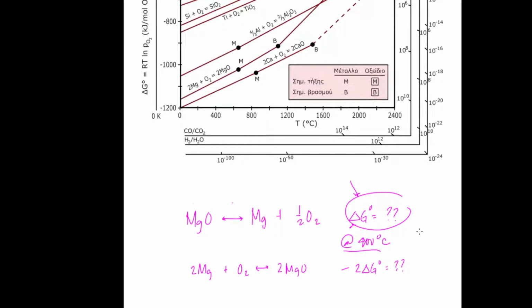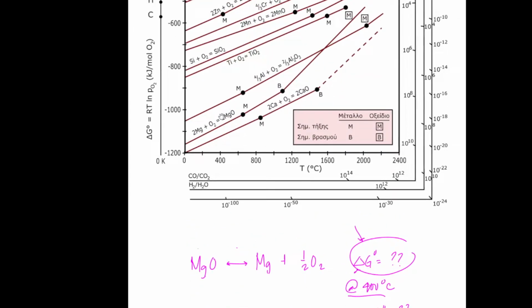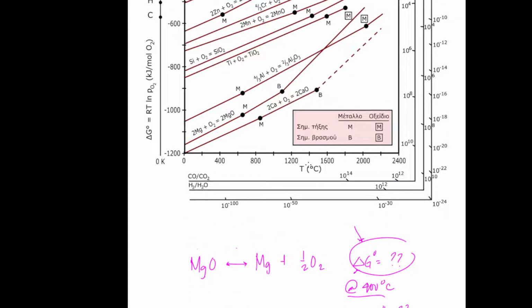Ito yung simplest na use case ng Ellingham diagram. 400 degrees Celsius and Mg, hanapin natin si MgO, which is this one. Dito lang siya. So we just use ito 400 straight up, pag ganyan, where it touches the line, then go to the left, tapos nandito ka.